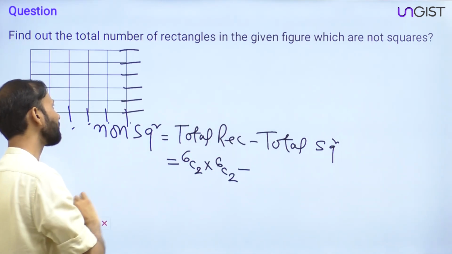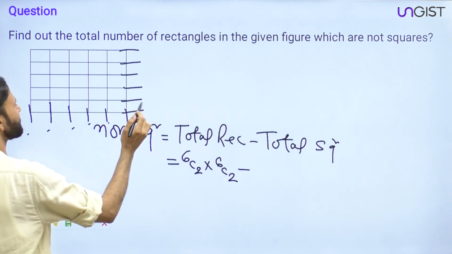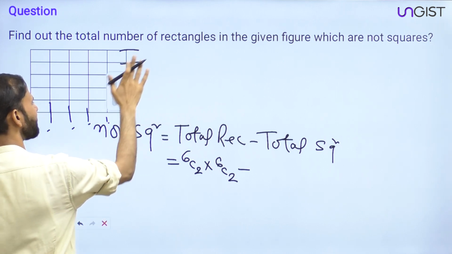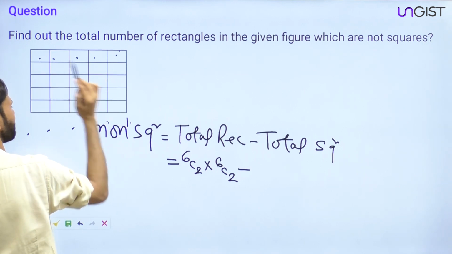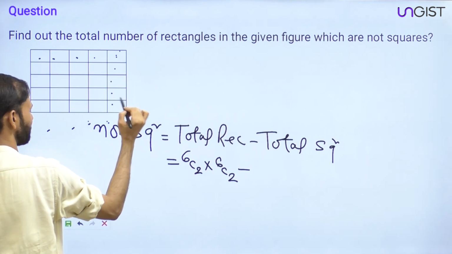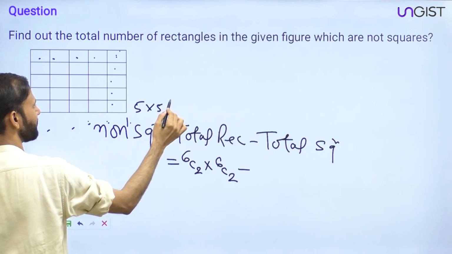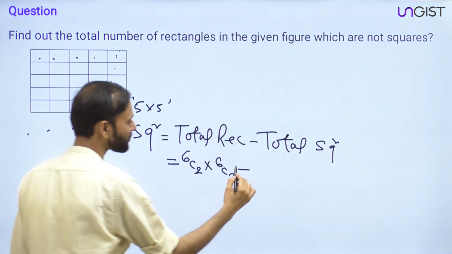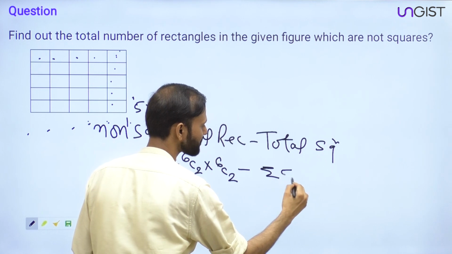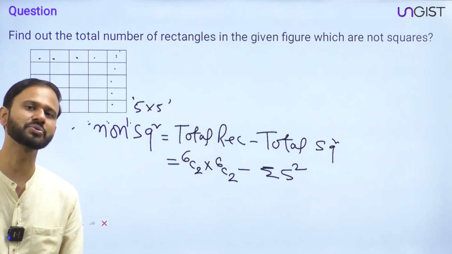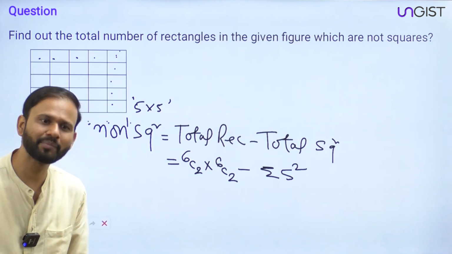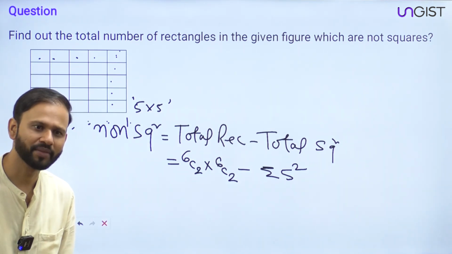And total number of squares will be what? This is actually the square grid of 1, 2, 3, 4, 5 by 1, 2, 3, 4, 5. This is the square grid of order 5 by 5, right? So here total number of squares will be sigma 5 square, right everyone? Guys, it is okay. Am I making sense to you?